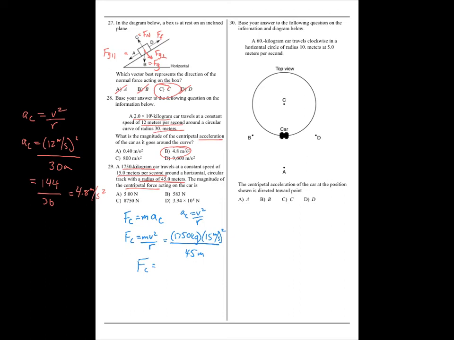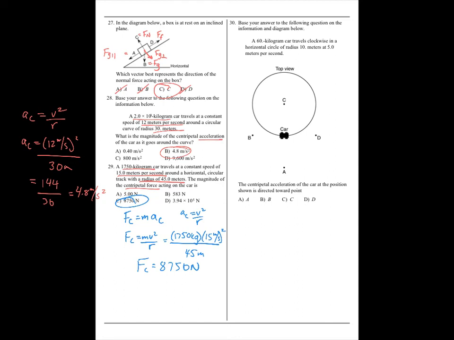So if you do this math, you get 8,750 newtons, choice C.